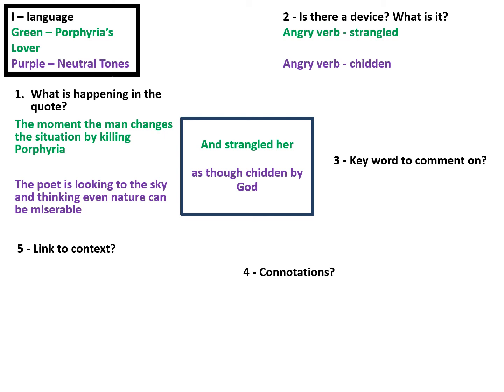Question 3. The key words to comment on. Remember, for any quotation, don't pick more than 3 key words. I have chosen 2 from each quotation. For Porphyria's Lover, I've chosen strangled and her, and for Neutral Tones, I've picked chidden and God. So pause this recording now to write down your key words from the questions.